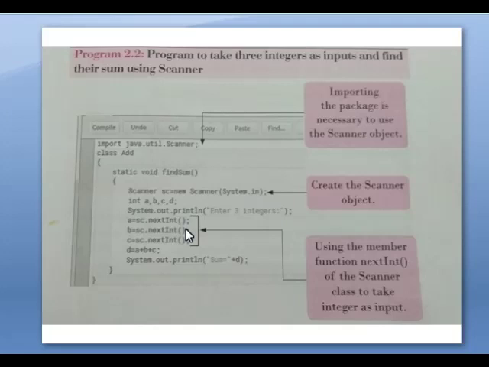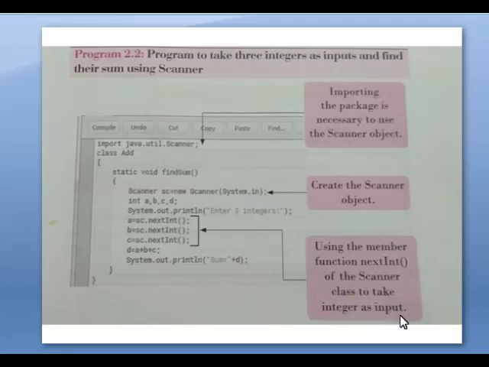We cannot write it in the same line for all the variables. We cannot write like this: a, b, c = sc.nextInt(). We are not able to write like that. So individually we have to declare all the functions, that is using the member function, and nextInt() is the scanner class method to take an integer as input.